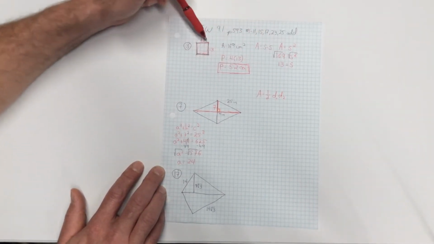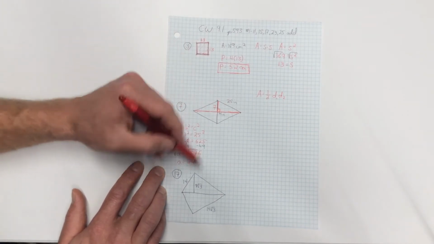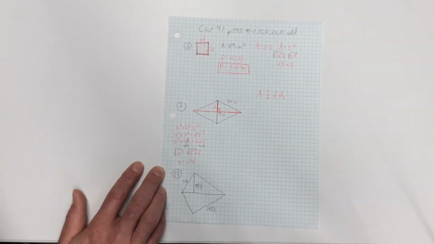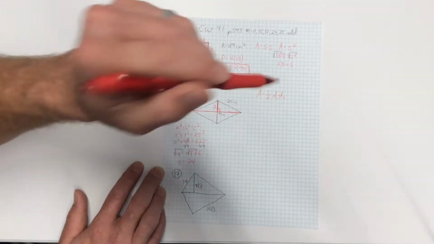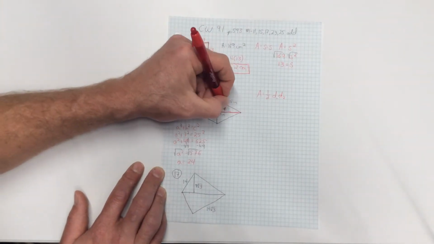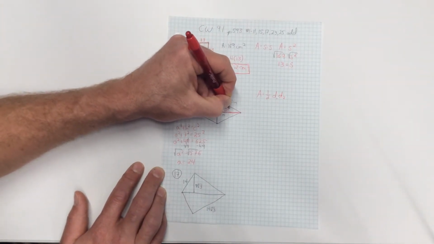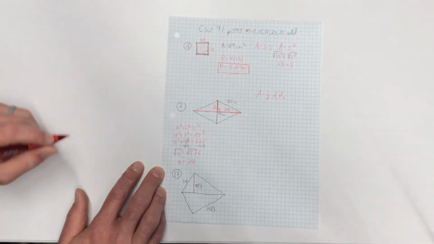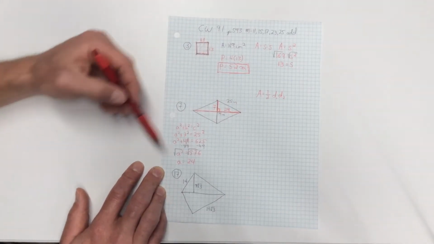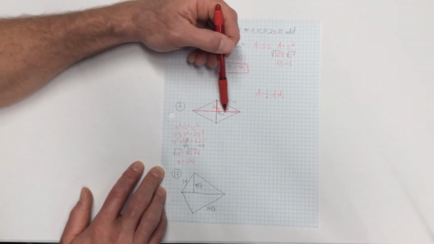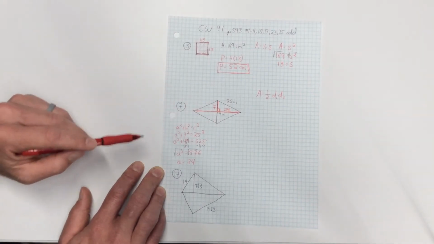Notice when I found the side here, I wasn't done. I found a. That's not the final answer. If this was a quiz or test, I wouldn't want to just say, oh, 24, quick. No, you'd be jumping the gun. All we did was find out that this right here is 24. So now we need to go back and say, okay, I need to know my diagonals in order to find the area of this rhombus.